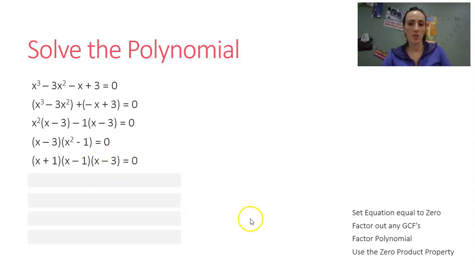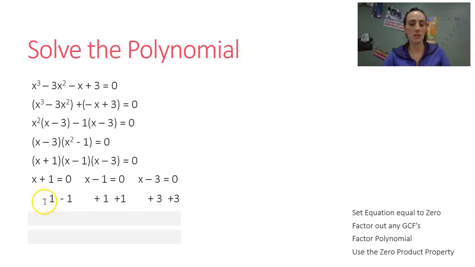Now that this is factored all the way, I use the zero product property to finish my problem. The zero product property says that x plus 1 could equal 0, x minus 1 could equal 0, x minus 3 could equal 0. So I'm going to have all three of those set equal to 0. Now I need to solve by getting x by itself. I have to get rid of a plus 1 by subtracting 1 on both sides. I have to get rid of my minus 1 by adding 1 on both sides. I have to get rid of my minus 3 by adding 3 on both sides. You can see me doing all three of those steps.